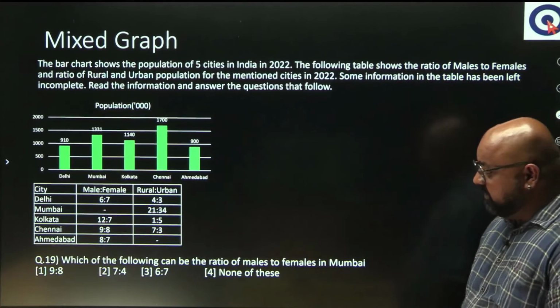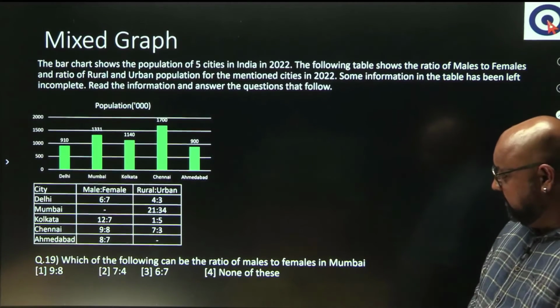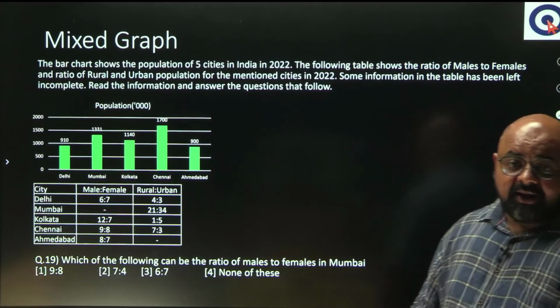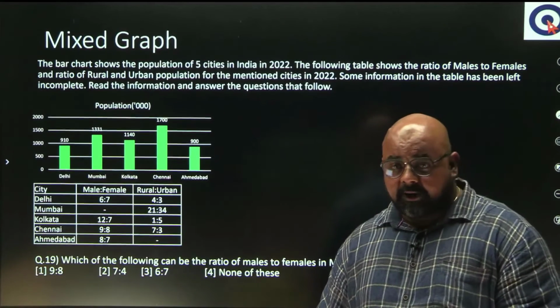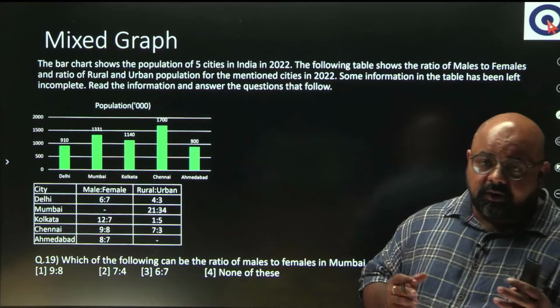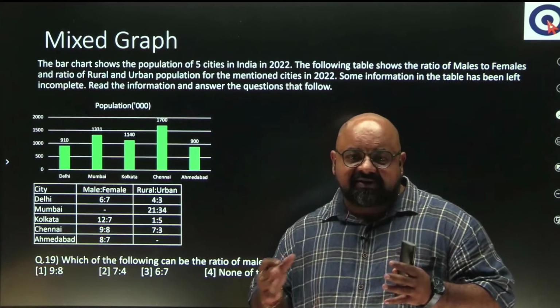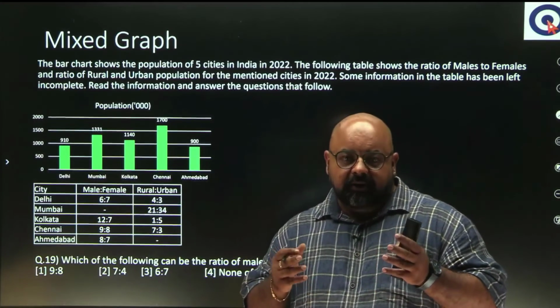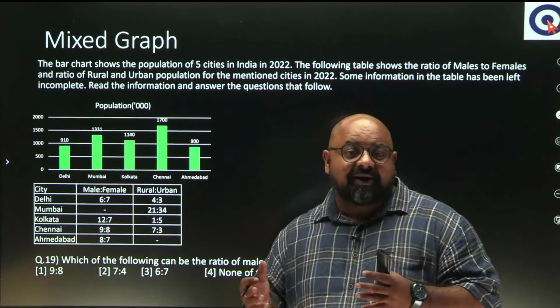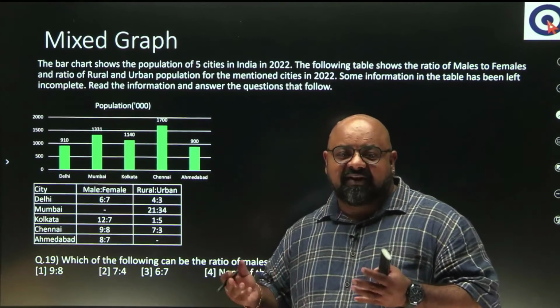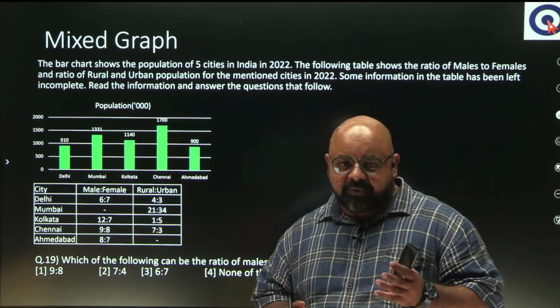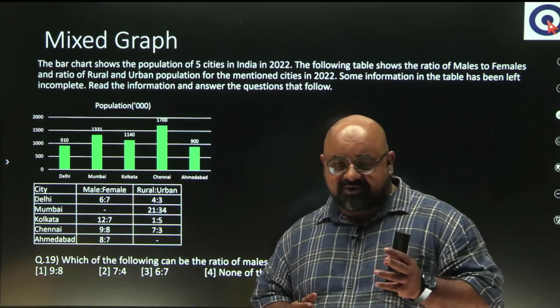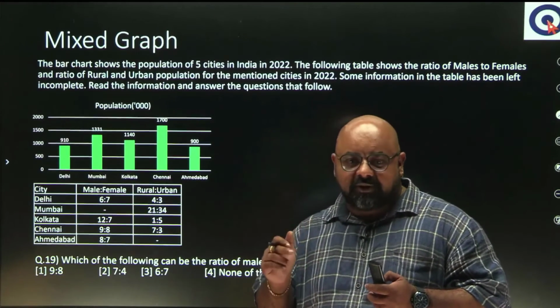This question then reads, which of the following can be the ratio of males to females in Mumbai? Now whatever the number of males and females is, that has to be a natural number, an integer. It cannot be a decimal. You cannot have 3.5 men and 4.3 women in the city. So whatever the ratio is, it has to be such that it divides the total population of Mumbai.